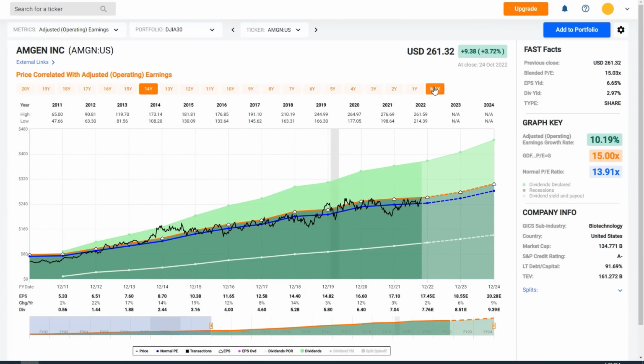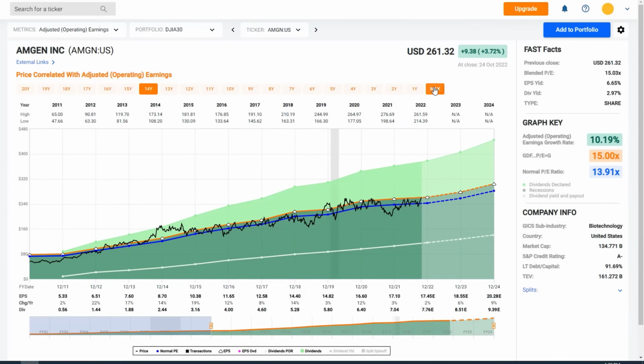But you can see, if I point to the black price line, there were times when it traded at 11 times earnings, 12 times earnings. Even back here, we got into 10 times earnings. And right now, the blended PE ratio is 15.03, or we'll call it reasonably valued, with a 6.65% earnings yield. It's fairly valued now. It's not a bargain. It was a bargain back in November of 2021. It's now just simply fairly valued.